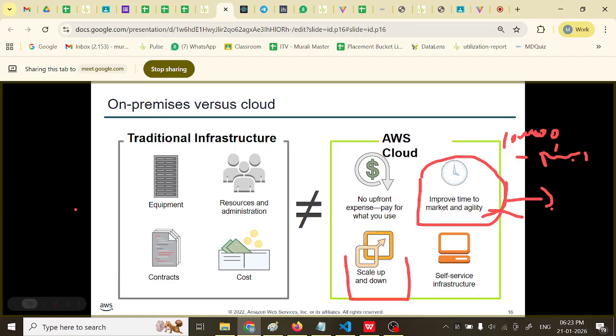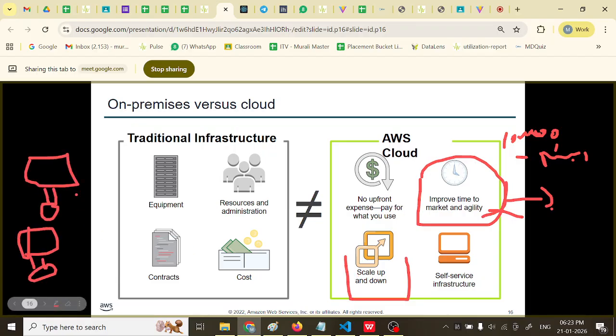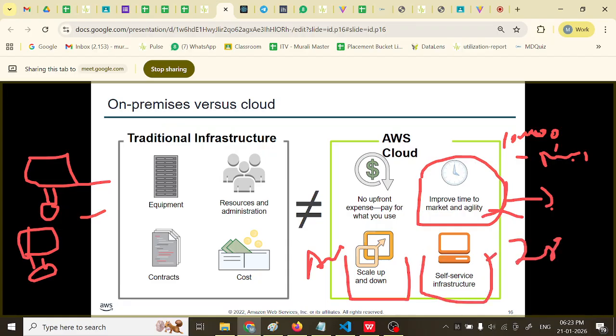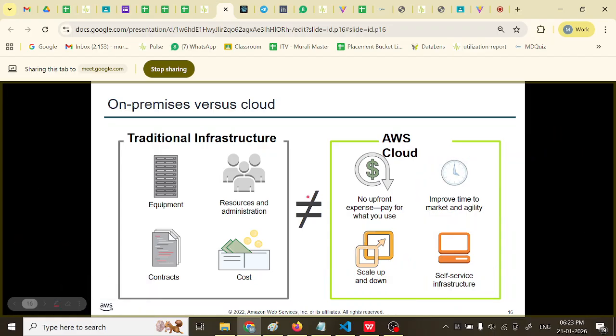Next, scale up and down. That is, you can add more and more servers. You keep on adding more and more servers. It's not like you are physically purchasing a computer. You are virtually adding one more computer. So it will be easy, and it can be done automatically also. Then self-service. AWS has 280 plus services, and we can take any service whatever we want. That is called self-service. So now this is your comparison between on-premises versus cloud.